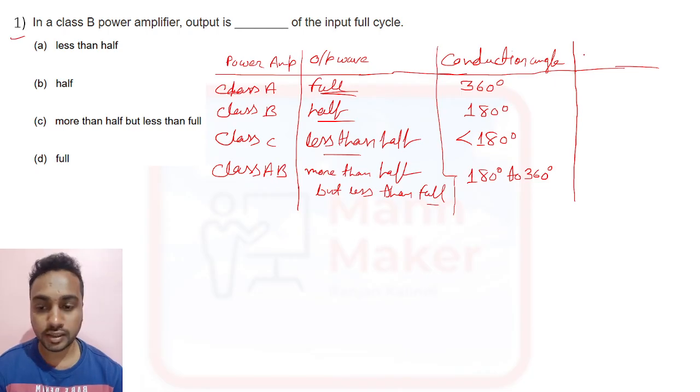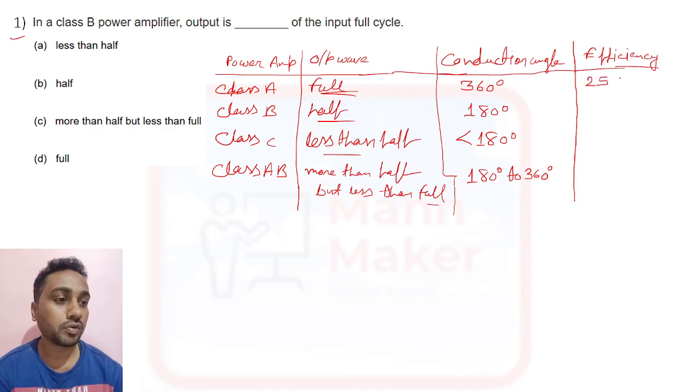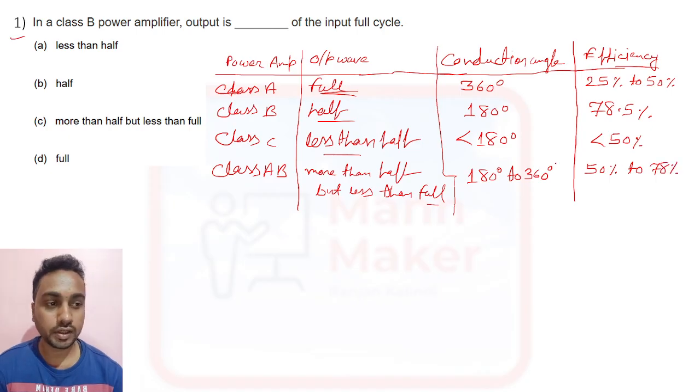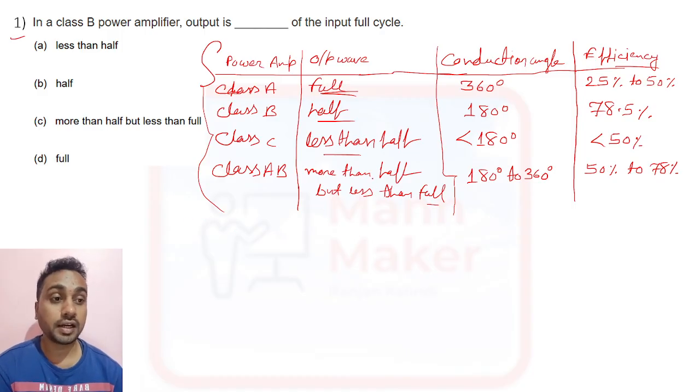And sometimes they will also ask one more thing: the efficiency of the amplifier. So in a class A amplifier, the efficiency will be 25% to 50%. In class B it will be 78.5%, and class C it is less than 50%, and in class AB it will be 50% to 78%. Okay, so whatever is there in this table, they may ask any kind of question.